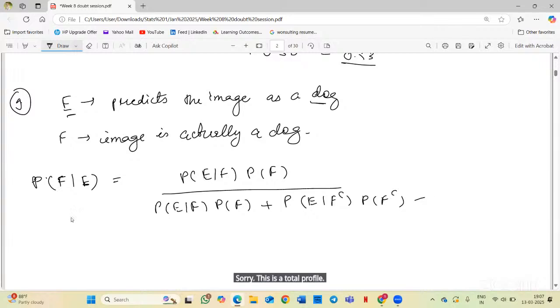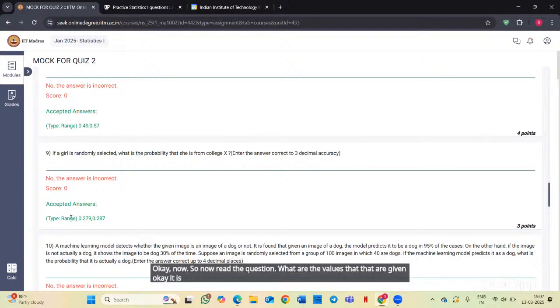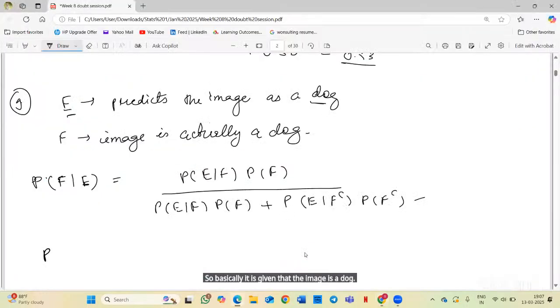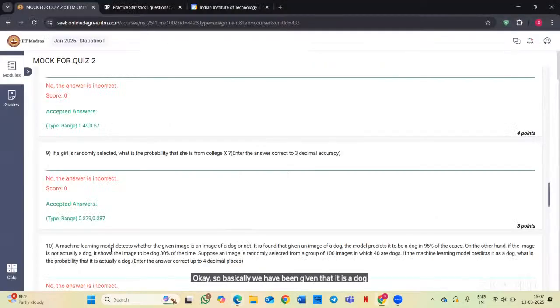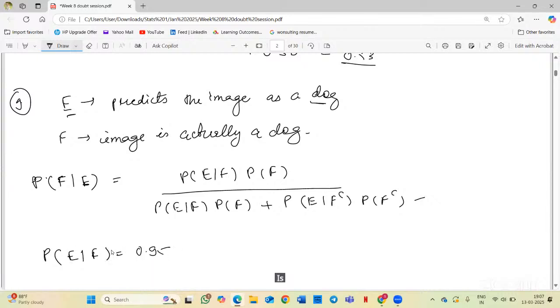Okay. Now, according to this, read the question. What are the values that are given? It is found that given an image of a dog, the model predicts it to be a dog. So basically, it is given that the image is a dog, and the model predicts it to be a dog 95% of the time. So that is E given F, which is 0.95. Is this value okay?